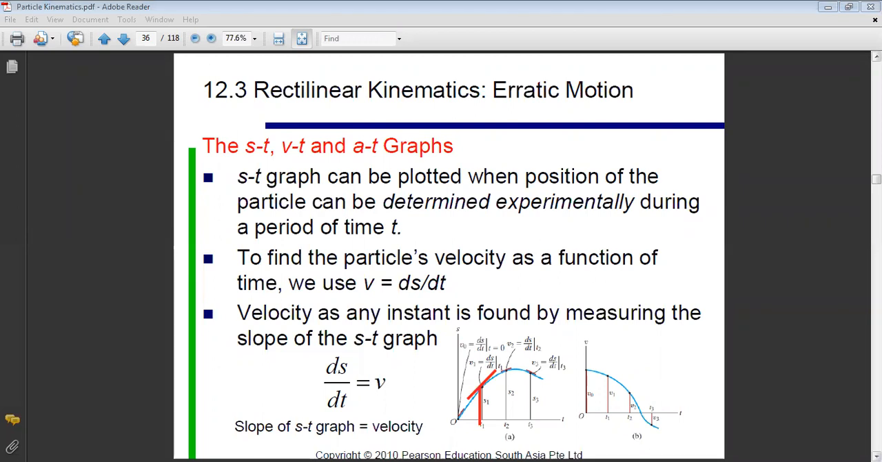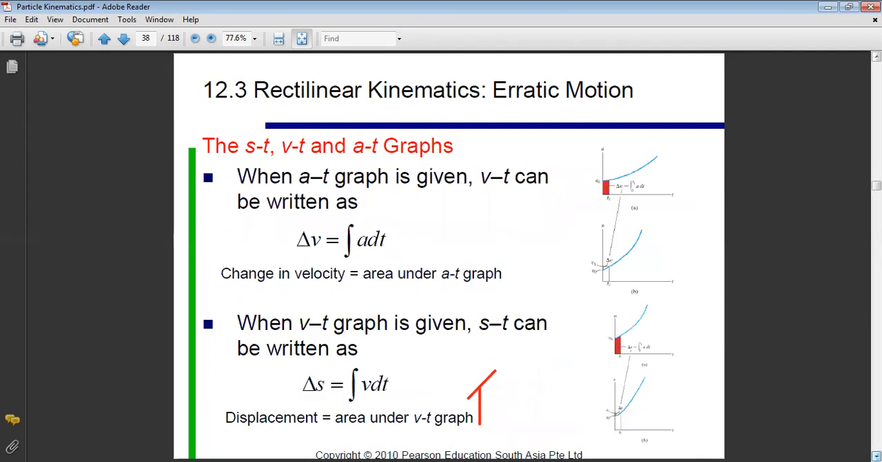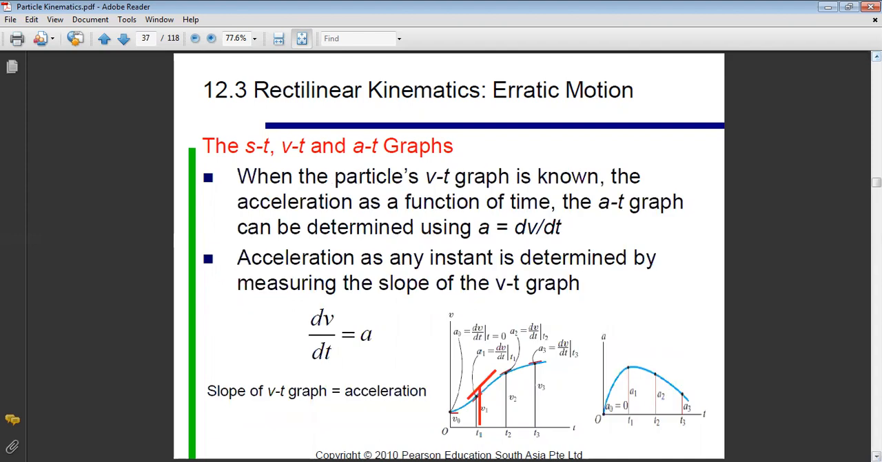Now, we have also the same between v and a. If they give us v as a function of time, we can deduce a as a function of time because a represents the slope of the v curve. Okay, because a is dv by dt.